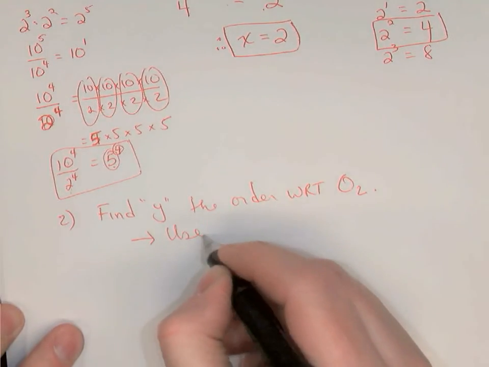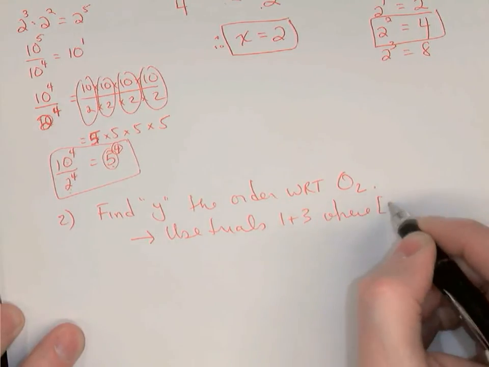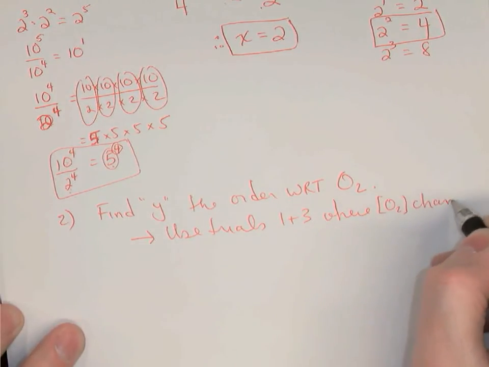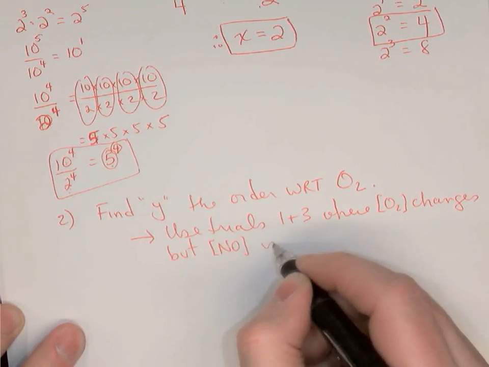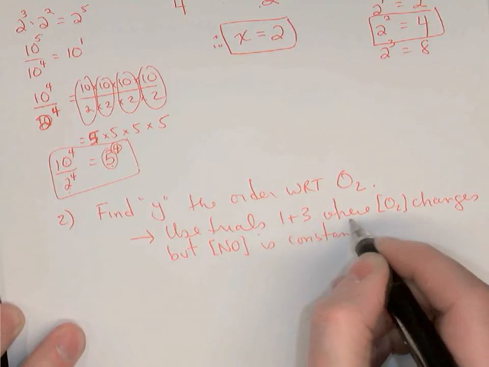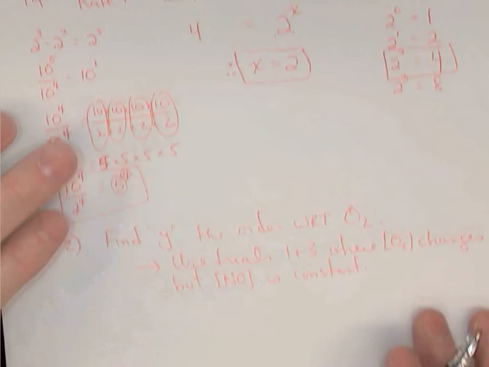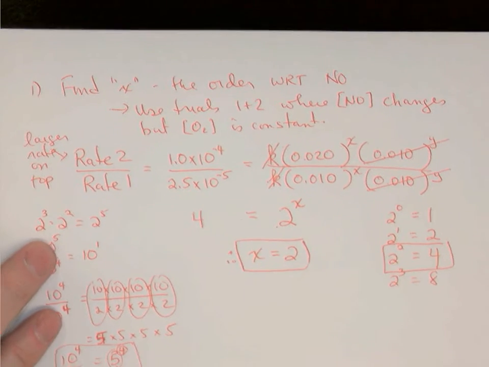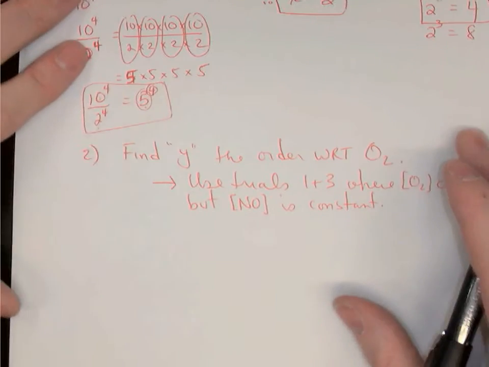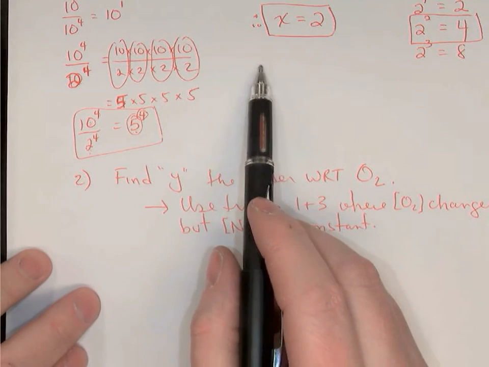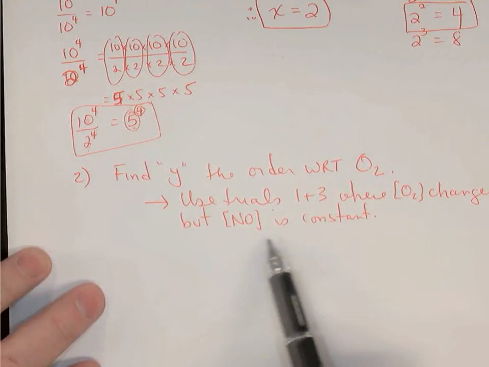So we're going to use trials 1 and 3, where the oxygen concentration changes, but the other concentration, the NO concentration, is constant. Now just a little word about that. When we found x, we needed to use trials 1 and 2 because the NO was changing there and oxygen was constant. Technically speaking, now that we know that x is a 2, we don't have to keep the NO constant.